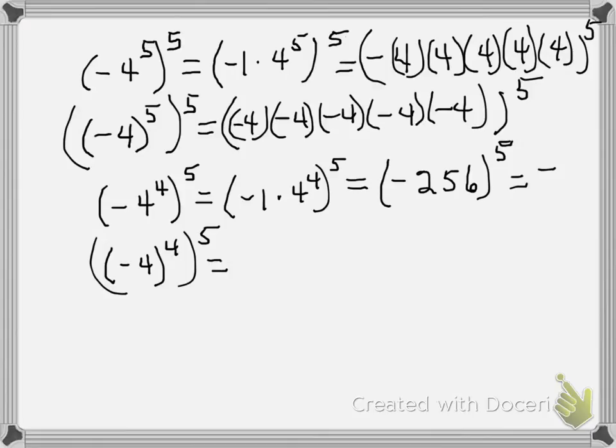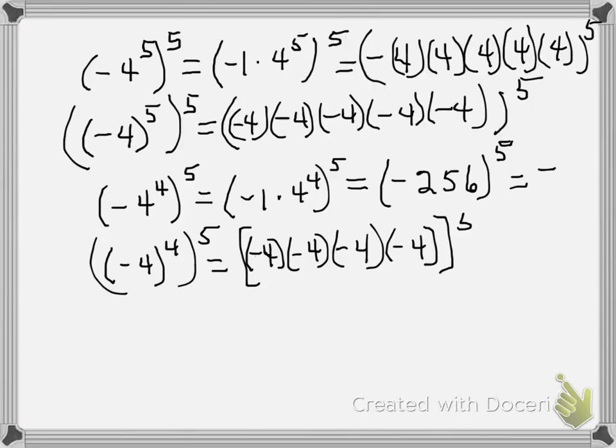All right, let's take it where negative 4 is raised to the 4th. Now I have negative 4 times negative 4 times negative 4 times negative 4. And then after I get that answer, I raise all of that to the 5th power. And a negative times a negative is a positive, times a negative is a negative, times a negative is a positive. An even number of negatives gives me a positive. So this one's going to be a positive 256 to the 5th power, which will be a positive answer.